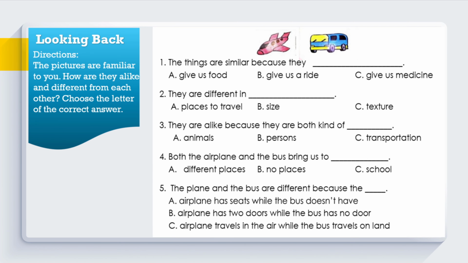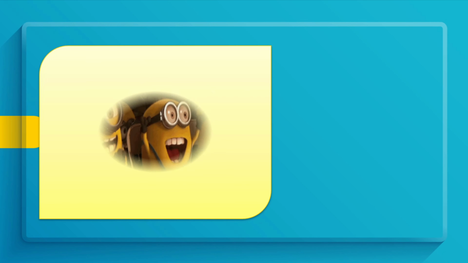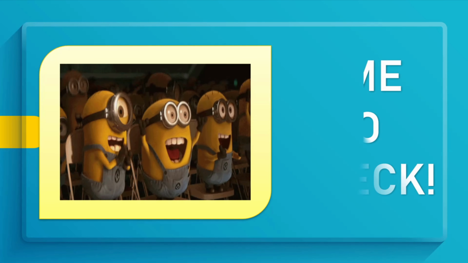C. School. 5. The plane and the bus are different because the blank. A. Airplane has seats while the bus doesn't have. B. Airplane has 2 doors while the bus has no door. C. Airplane travels in the air while the bus travels on land. Time to check.